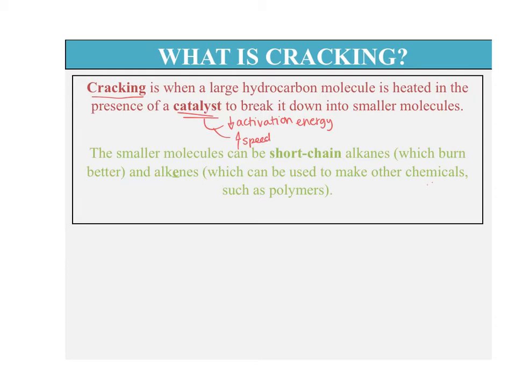Now the smaller molecules can actually be short chain alkanes, so maybe we're going to break C4H10 down into 2 lots of C2H5, that ethane, for example. But we can also produce something called alkenes, and they're slightly different. And these alkenes can go on to make something called a polymer, which we'll look at a little bit later on.